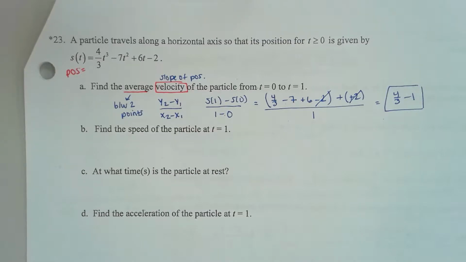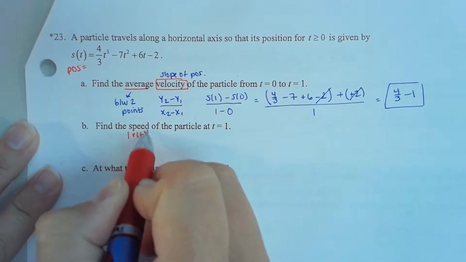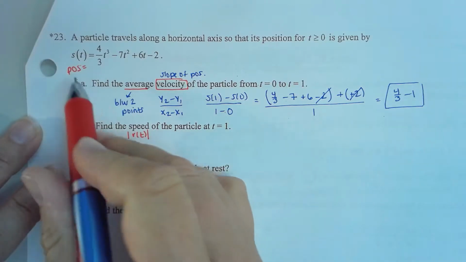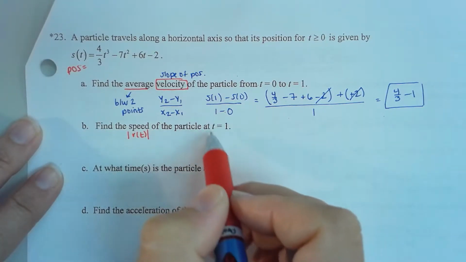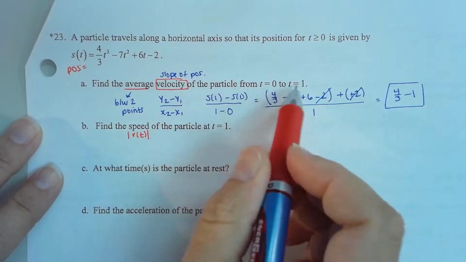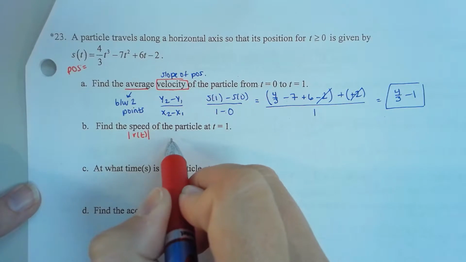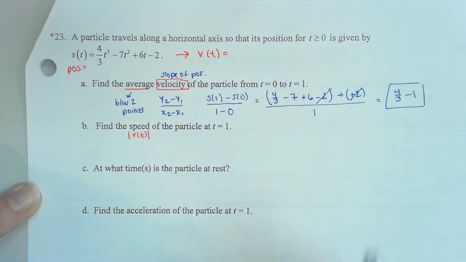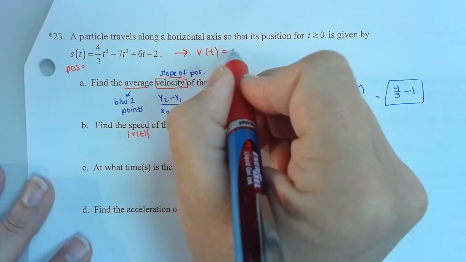Part B says find the speed of the particle at time 1. Remember, speed is the absolute value of velocity, and velocity is the derivative of position. Now we are talking about derivative because they want it at one point in time, not between two. So we are going to take the derivative, and I'm just going to do that up here, just for space purposes. So the power rule says bring that 3 down in front and multiply.